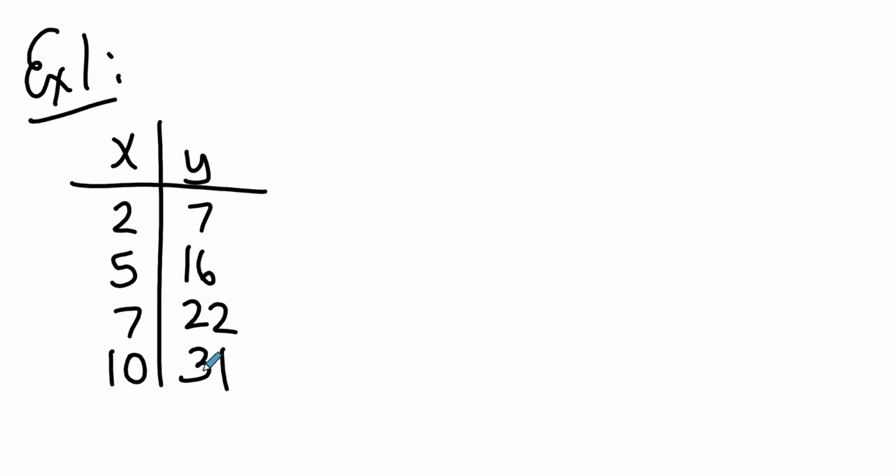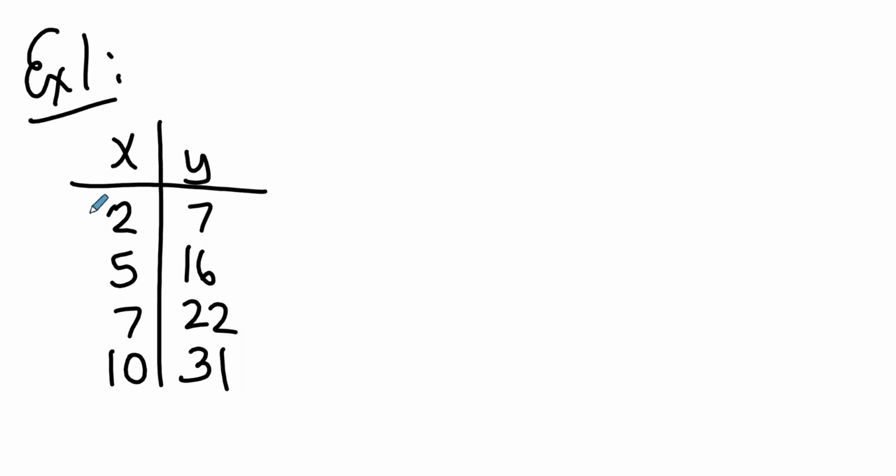First, let's make sure that it is a function, that every input goes to exactly one output, and that appears to be the case here. Every input does have a unique output. So the domain is the set 2, 5, 7, and 10. The codomain and also the range. Well, the range is certainly 7, 16, 22, and 31. The codomain, you can determine it's some set of numbers that at least contains 7, 16, 22, and 31.